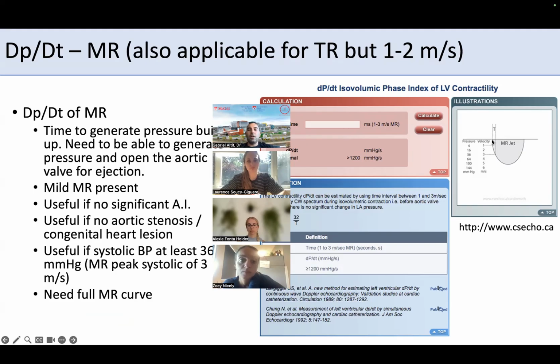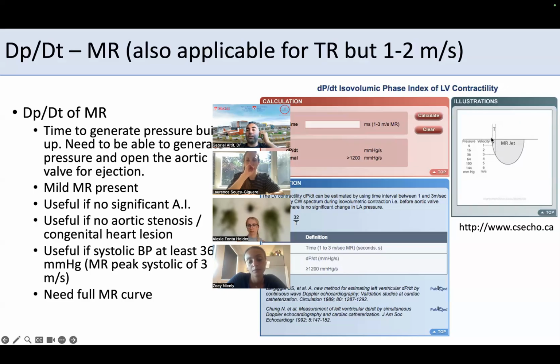And so for the MR, you need your baby to have a certain degree of blood pressure to calculate that, because your MR reflects your LV systolic pressure during systole. And so if your LV systolic pressure is like 25, you're not going to have enough velocity in the MR jet to calculate this metric. So what is this metric? It's basically looking at how much time it takes for the LV to generate a speed from 1 meter per second to 3 meters per second.